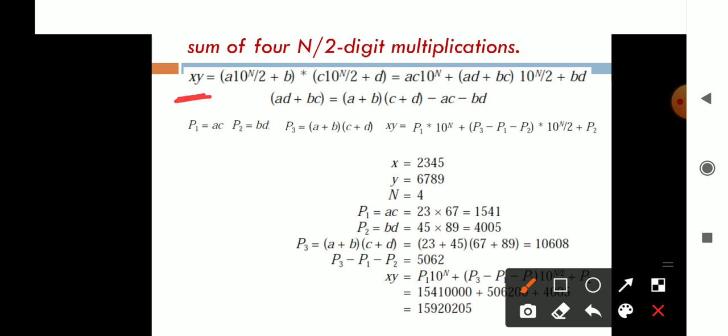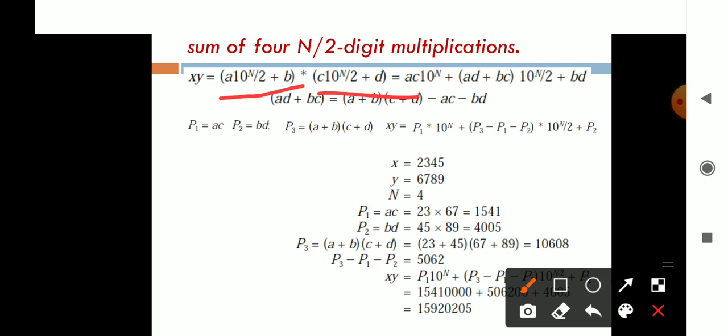At that time we have the equation, which is nothing but AC times 10 to the power n. This is the total equation, but it comes from this particular thing. Here we are going to divide this, that is a times 10 raised to the power n by 2 plus b. Here a and b are nothing but the parts of your actual number. Then it is multiplied by c times 10 raised to the power n by 2.